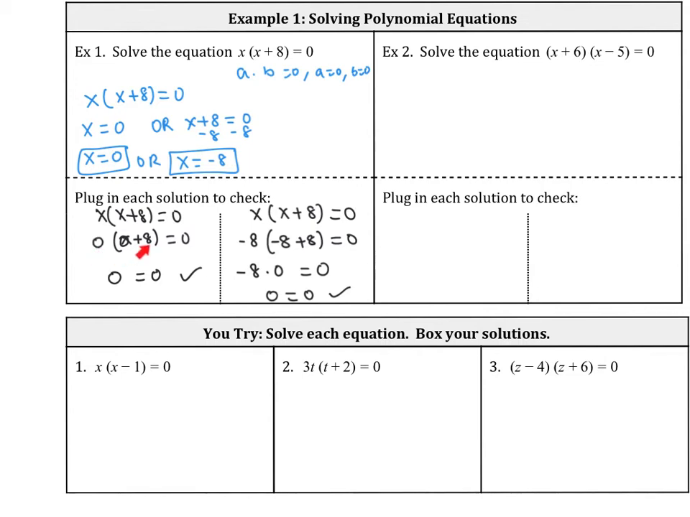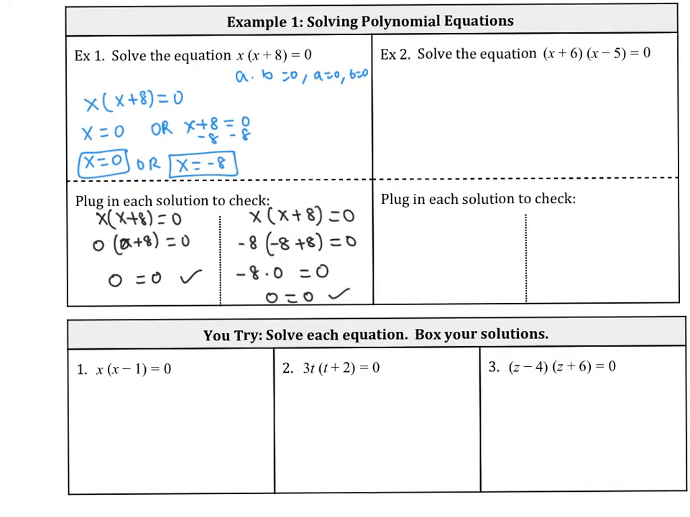Ultimately, 0 times 8 is 0. So when you use x equals 0 and plug it in for the x value, you get 0 equals 0. And when you plug in x equals -8, you get 0 equals 0, which is true in both cases.